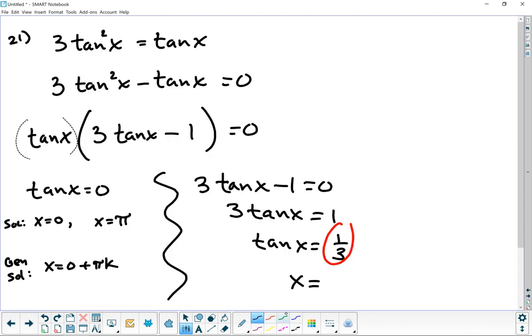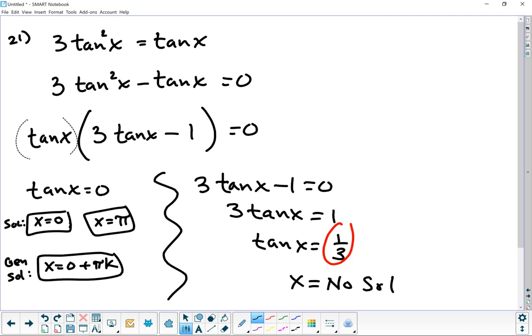So this one is no solution. All right, so our only answer is going to be x equals 0 or x equals pi, or you can write the general solution, which is right there. All right, so that was 21.